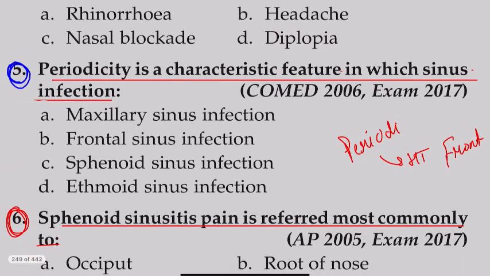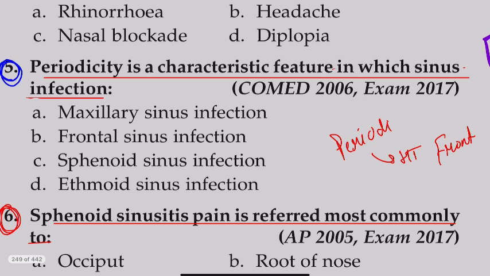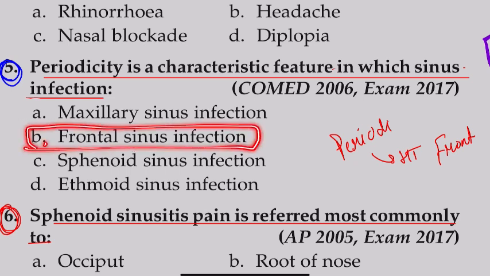Periodicity is a characteristic feature in which sinus infection? What is periodicity? Periodicity, or we can say office headache, means headache over the forehead that comes up on waking, gradually increases and reaches a peak at midday, and then subsides by late afternoon. That is the characteristic feature of frontal sinus infection, frontal sinusitis.